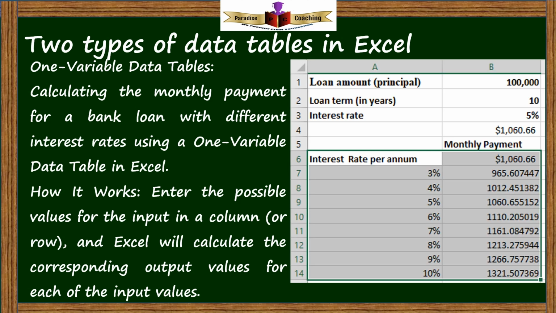Here is an example of one variable data table. A loan payment changes with interest rates of 5%, 6%, and 7%. Remember, it is used when you want to see how changing one input variable affects multiple results. Example: seeing the effect of changing an interest rate on different loan payments.